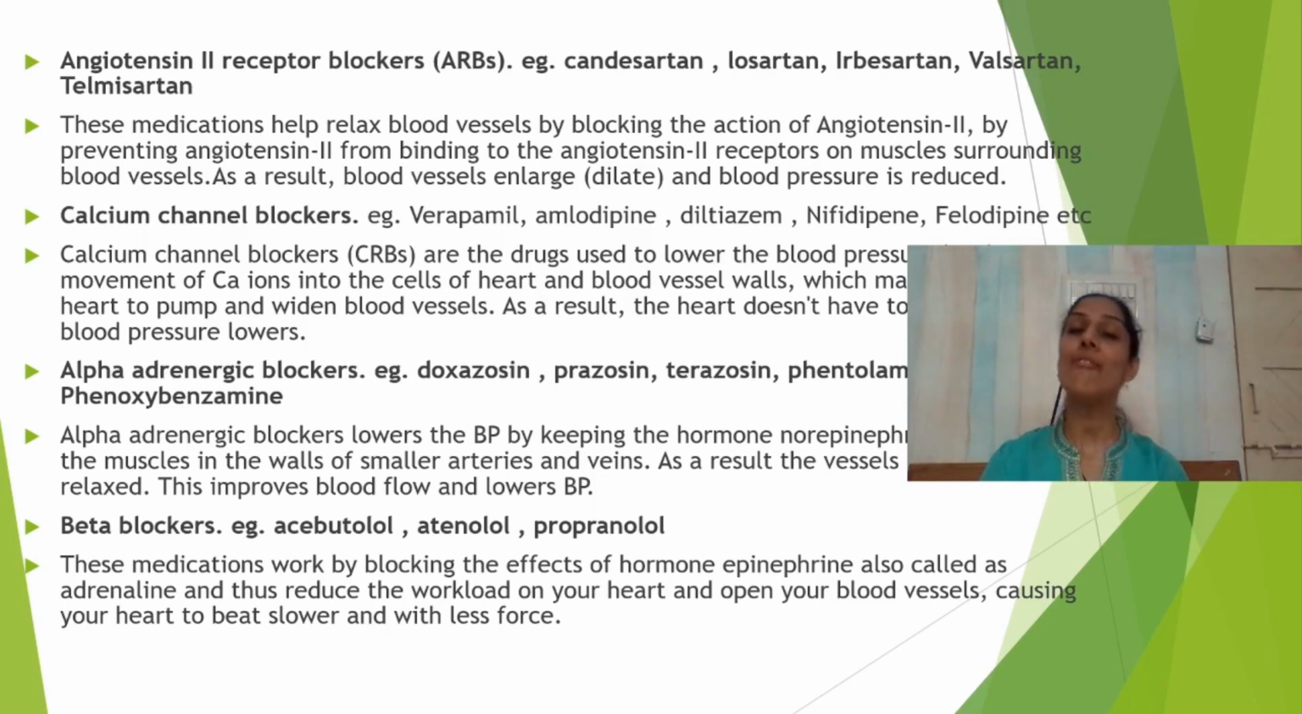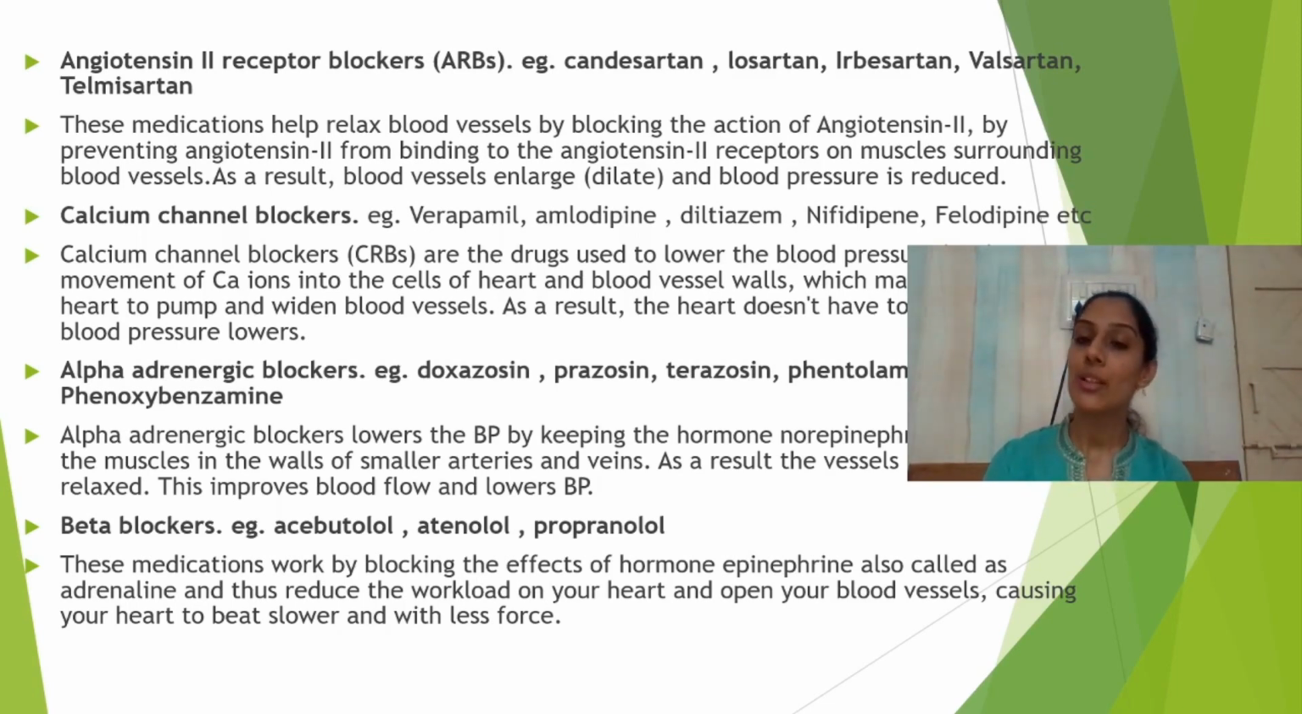The next is alpha-adrenergic blockers, for example doxazosin, prazosin, terazosin, phentolamine and phenoxybenzamine. Now the mechanism of alpha-adrenergic blockers is that they lower the blood pressure by keeping the hormone norepinephrine from tightening the muscles in the walls of small arteries and veins. As a result, the vessels remain open and relaxed. This improves blood flow and lowers blood pressure.